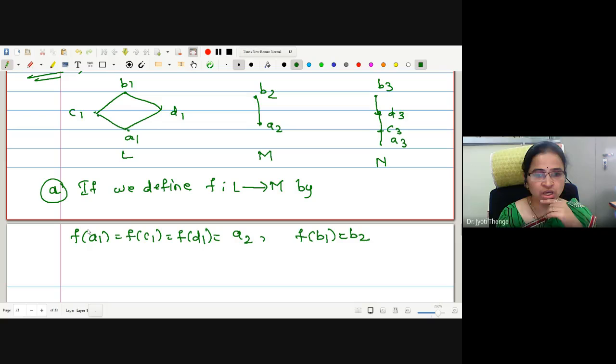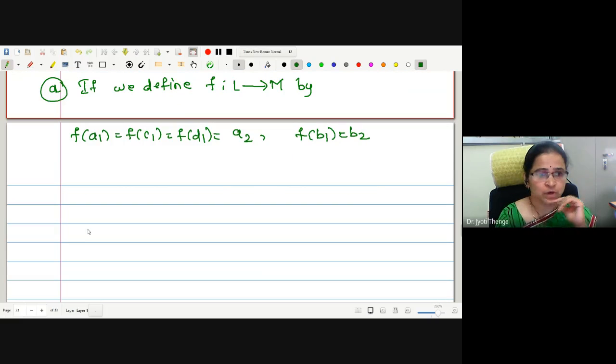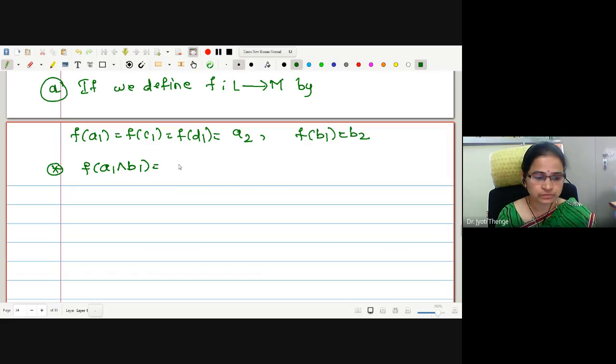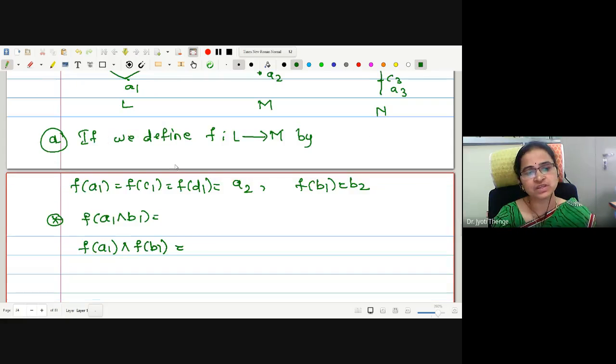Now what one has to check? We have to check whether this is a homomorphism, that is, whether it is a join homomorphism and a meet homomorphism. We have to check for every pair. I will start with the pair A1, B1 first. I will check f of A1 meet B1, which must be equal to f of A1 meet f of B1. We will find both the values and check whether these two are equal or not.